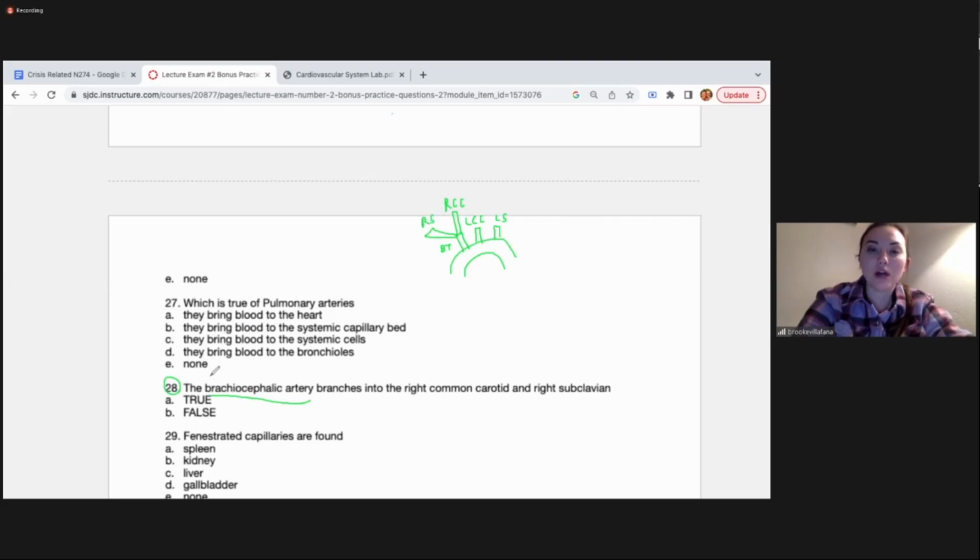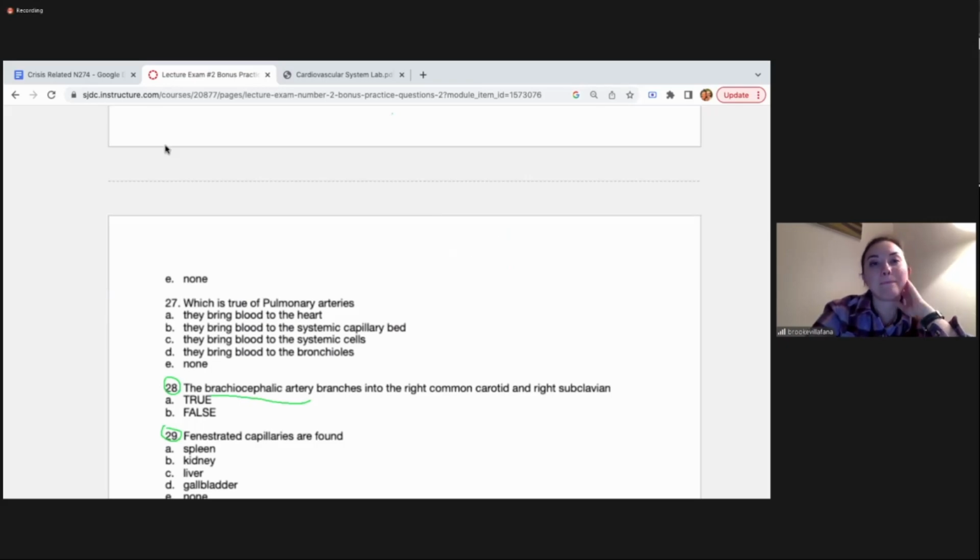So let's answer 29. Fenestrated capillaries are found. And then we're going to take a little 5-minute break, and I'm going to write some more questions for us to go over about the heart. So where are fenestrated capillaries found? This one may be a little tricky because we just did this. Good, everybody's remembering, great. So kidney is our big location for fenestrated capillaries. That's really important.